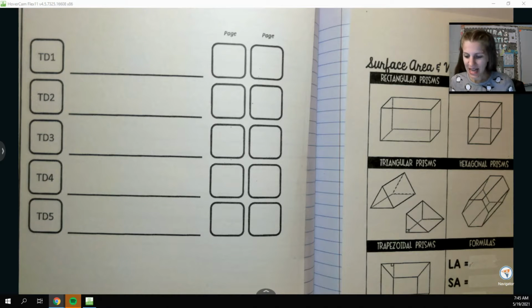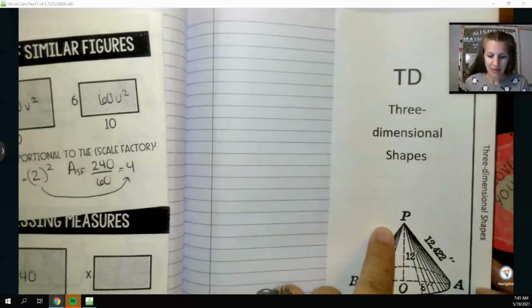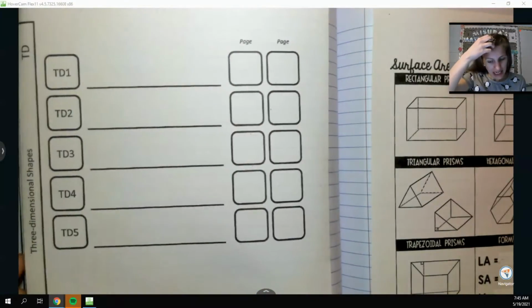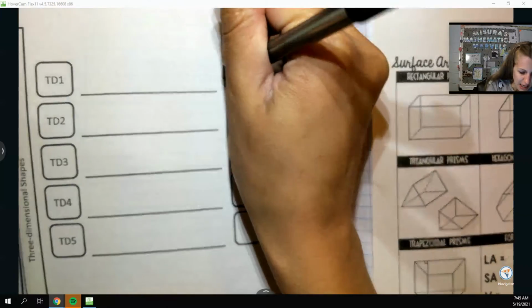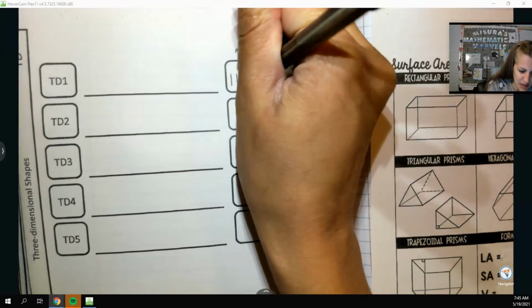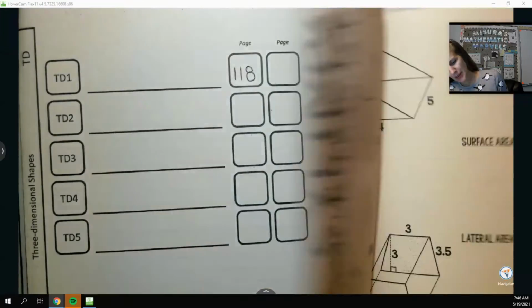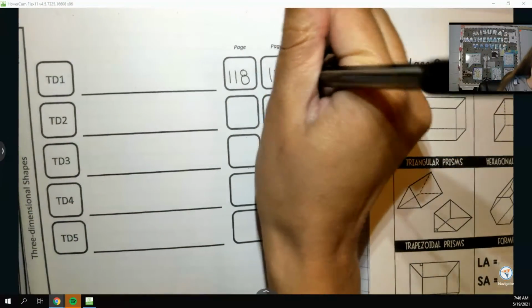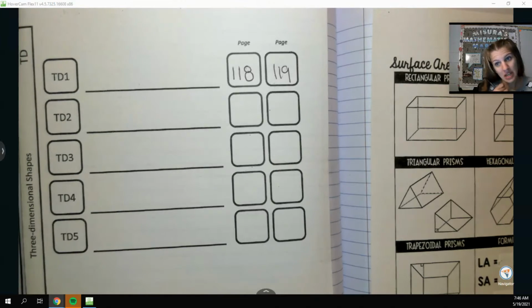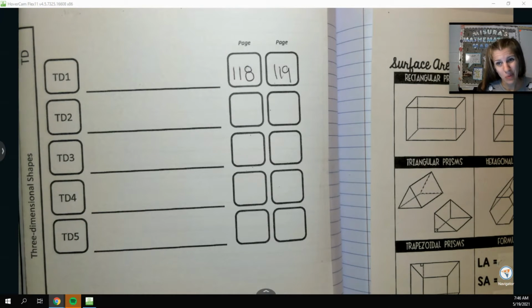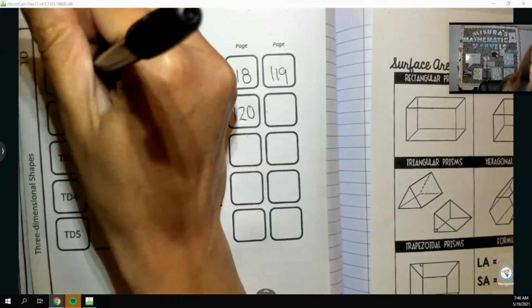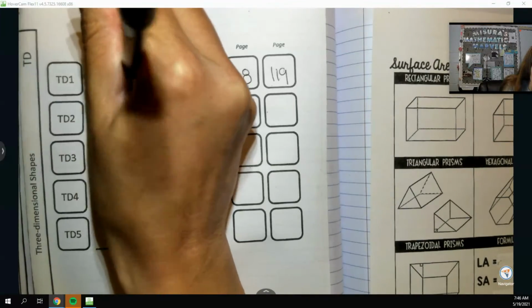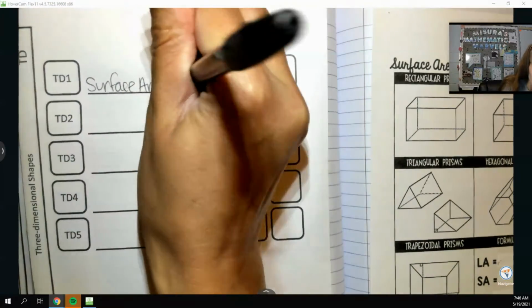All right, guys, we're going to add to our last set of new notes for the year. So we have our three-dimensional shapes table of contents right here. And starting on page 118, let's see, what's the best way to number this? I think we're going to go 118 to 119. 118 is sort of the intro page for both 119 and 120. So let's put 120 right there, but we're just going to do this one for today, and we're going to talk about the surface area of prisms.